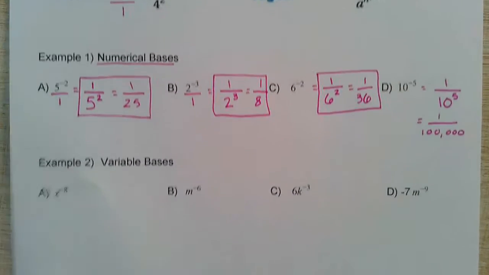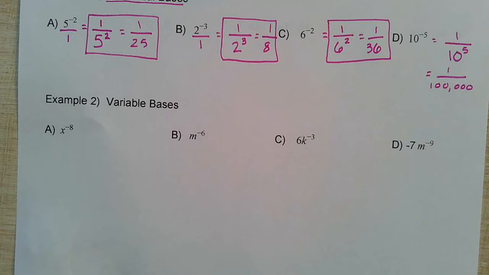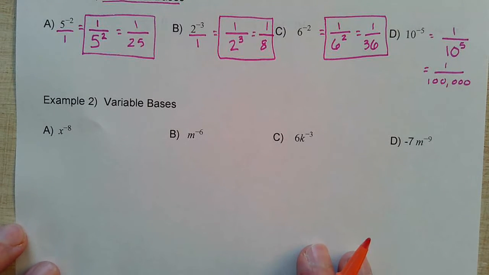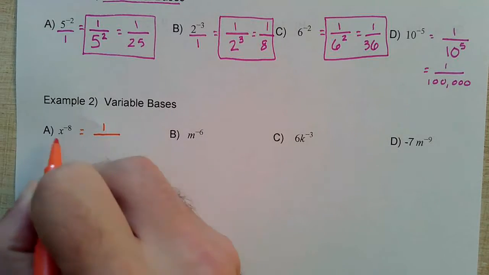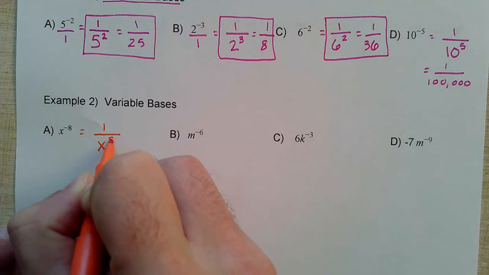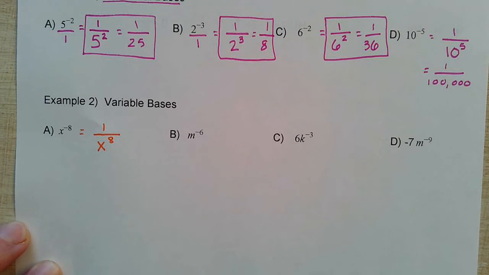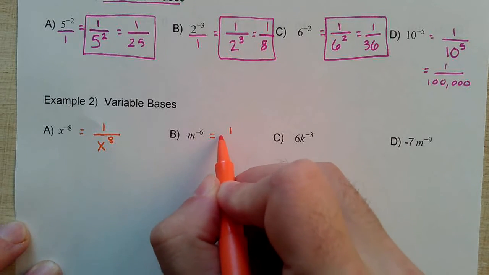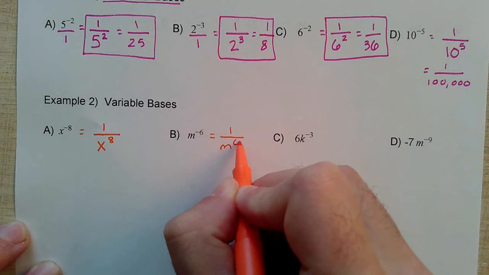All right, let's look at what we do when we have variable bases. Everything stays the same. The rule doesn't change because I have a negative exponent, so I'm going to follow the rule for negative exponents. I can't evaluate much further than applying the rule because I don't have a numerical base. So in this case, 1 goes on top. X to the positive 8 moves to the bottom. M to the negative 6th becomes 1 over M to the positive 6.